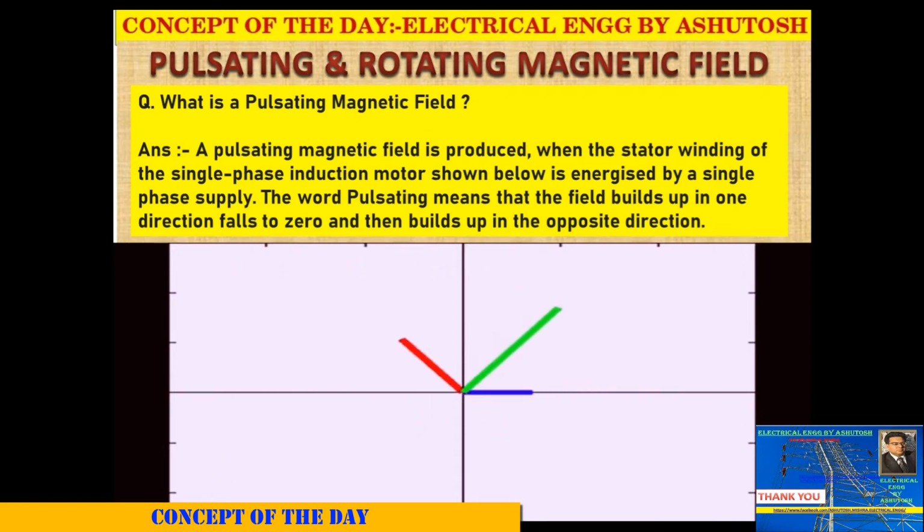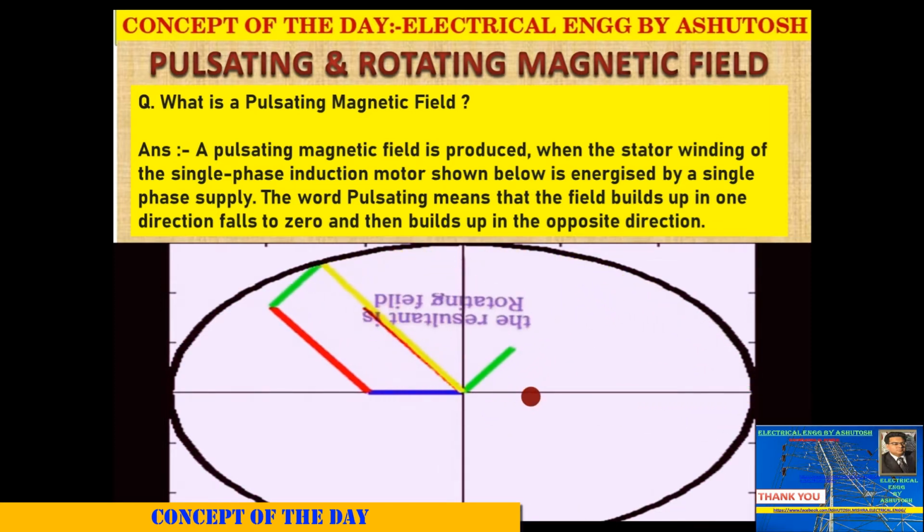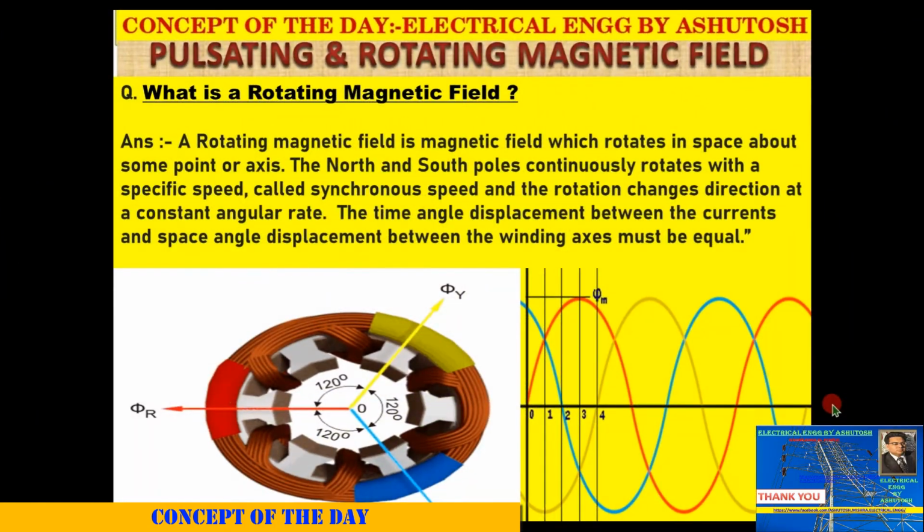Now when three phases are there, then a rotating magnetic field is developed. In case of single phase, you can see here, and this is the rotating magnetic field. When three phases are there, the resultant is rotating. And the second question arises: what is a rotating magnetic field? So guys, when three phases are associated and they are mechanically displaced at 120 degree phase shift apart, then a rotating magnetic field is developed.